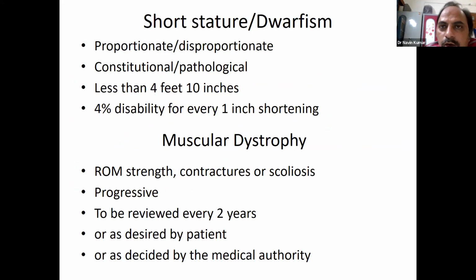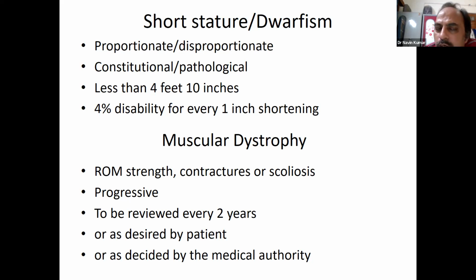Then short stature and dwarfism. In short stature, whether it is proportional or disproportionate, constitutional or pathological, it will be included. So this is the change. Previously, only those who had pathological were included, but normal constitutional dwarfism was not included.